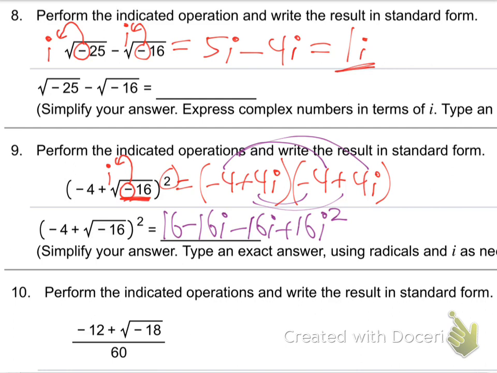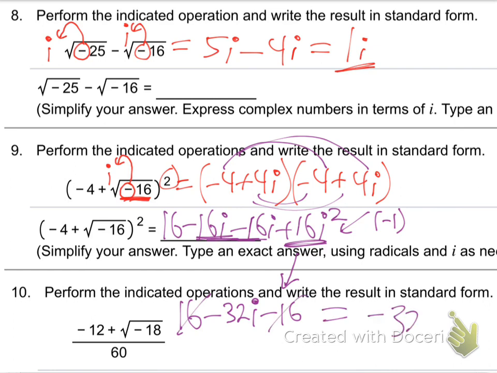Okay, and so this is what? 16 minus 16i minus 16i is minus 32i. Good. And what is 16i squared? Minus 16, because that i squared is negative 1. Right? And then 16 minus 16 cancels, and the final answer is just minus 32i. There's no real part left. It's all just imaginary. This good?